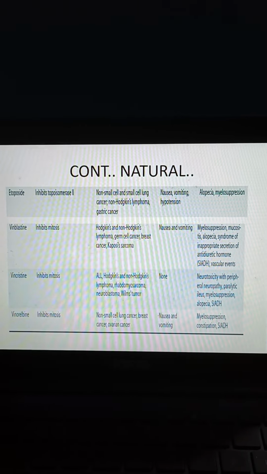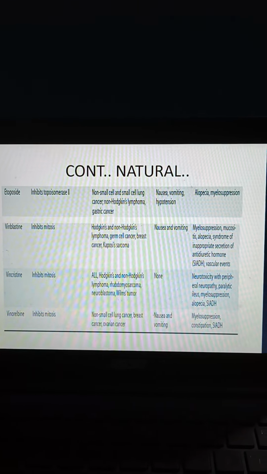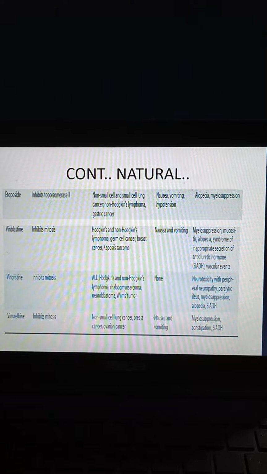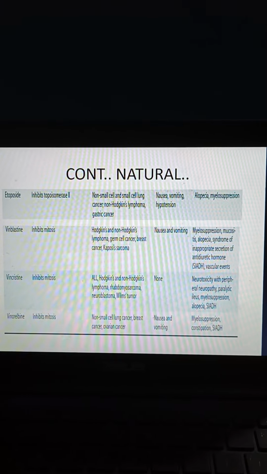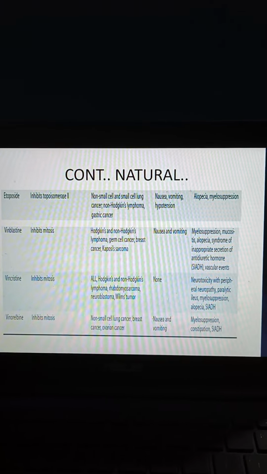Then coming to etoposide, it inhibits topoisomerase 2, and it can be used in case of non-small cell and small cell lung cancer, non-Hodgkin's lymphoma, gastric cancer. The acute toxicities are nausea, vomiting, hypotension, and delayed toxicities of etoposide are alopecia, myelosuppression.